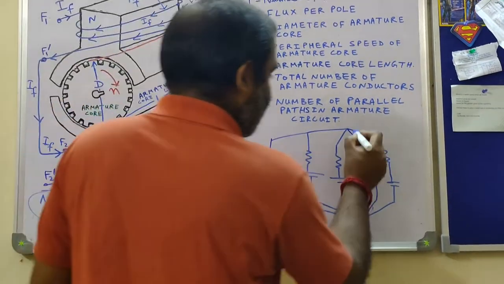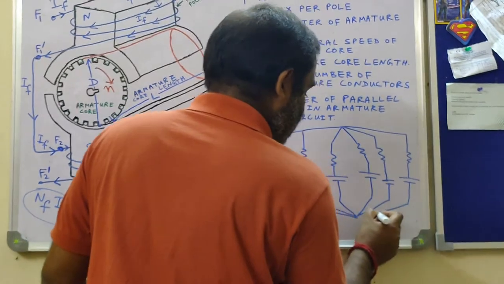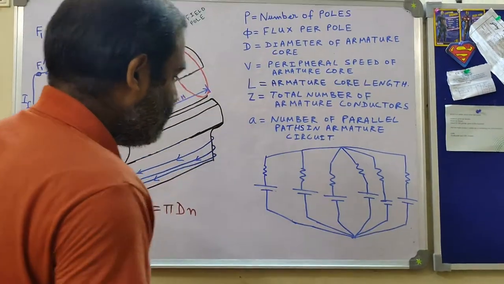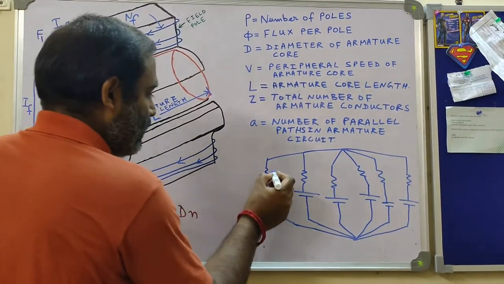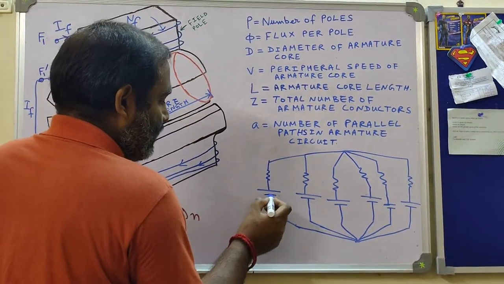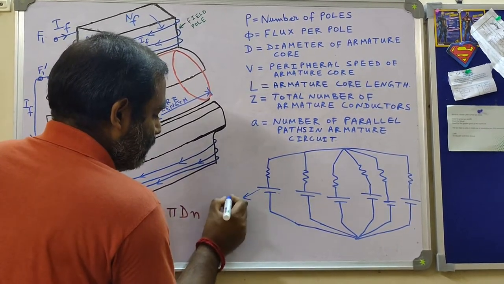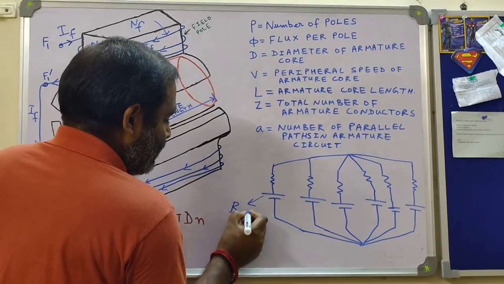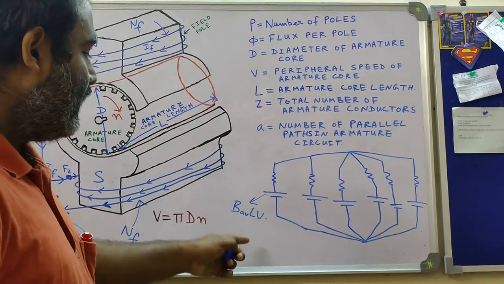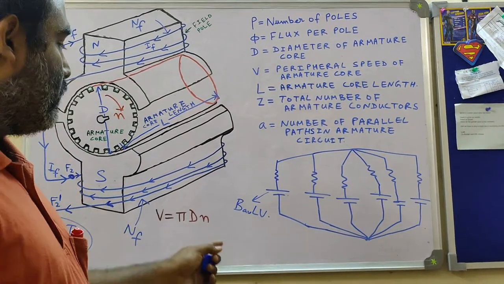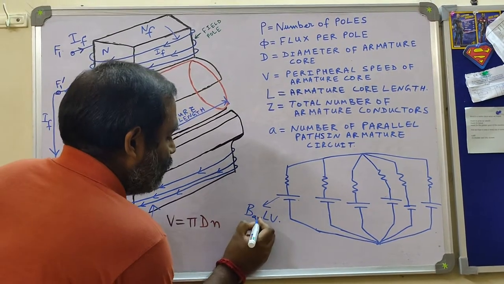Because when the armature conductor moves in the magnetic field, obviously EMF will be induced in the armature conductors. So we have represented each armature conductor by the resistance of that conductor and the EMF induced in it. Let's say the EMF induced in the armature conductor is B average LV. You know that the EMF induced in a conductor of length L moving with velocity V is BLV.